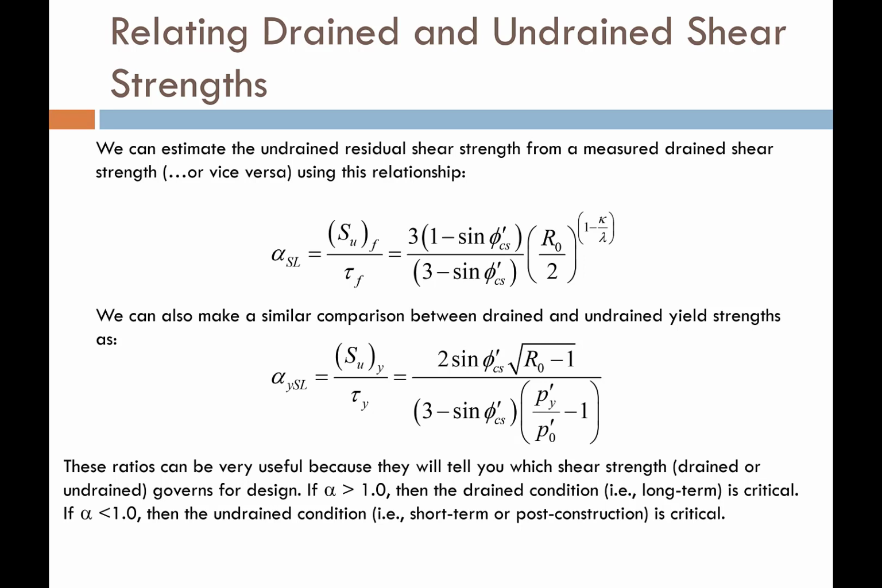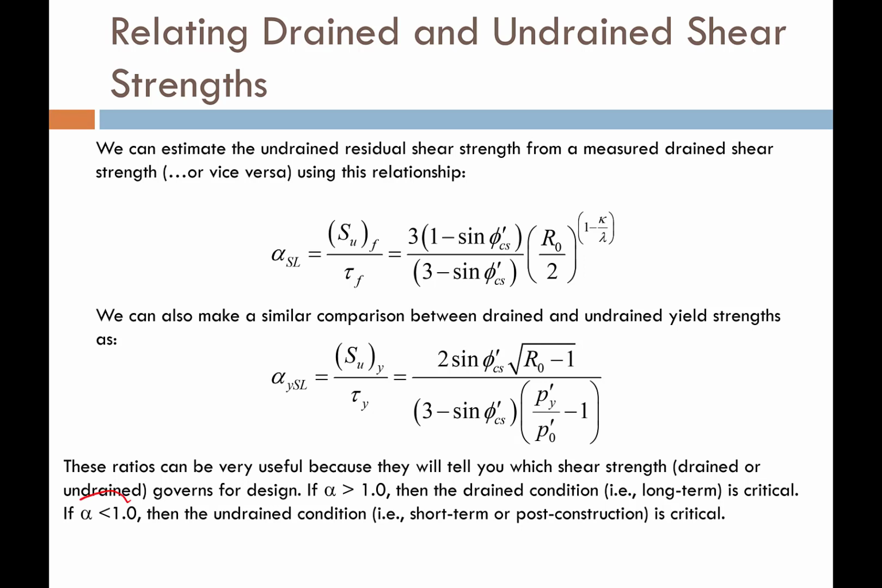And how we're going to use them is whichever alpha you're using, if alpha is greater than 1, that implies that the undrained strength is larger than the drained strength. So then you're going to want to use the drained strength, i.e. the denominator, whichever one you're using, to design. So the drained strength is the critical case.